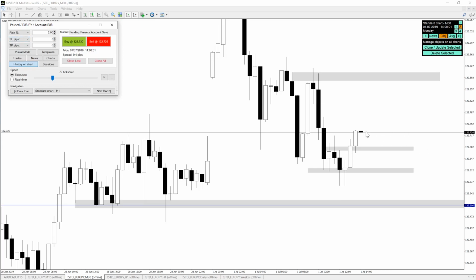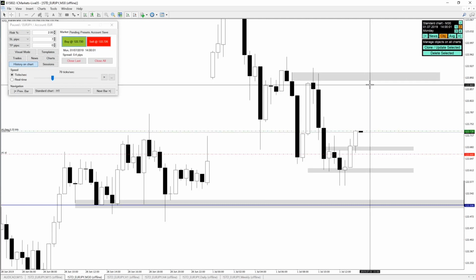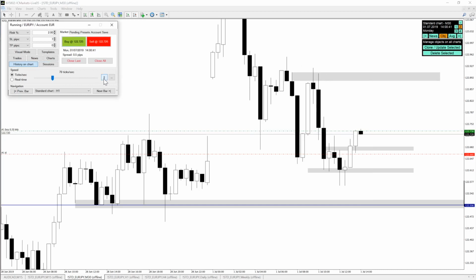Our stop is going to be, what's the stop going to be? Stop is going to be around 7 pips. So we're going to put 7 over here, and yeah, I guess that's it. TP is going to be somewhere around this 122,870 area. I mean, it's quite a simple trade. Yeah, it's a break above here and a retest.